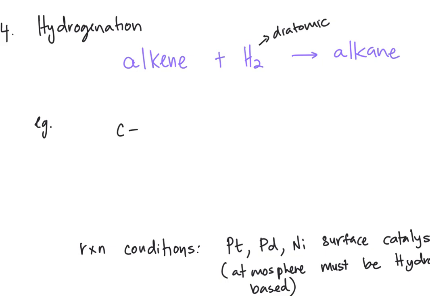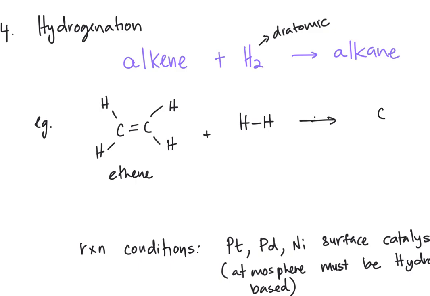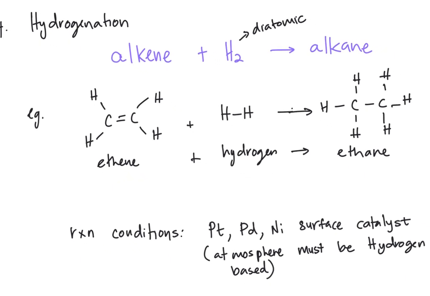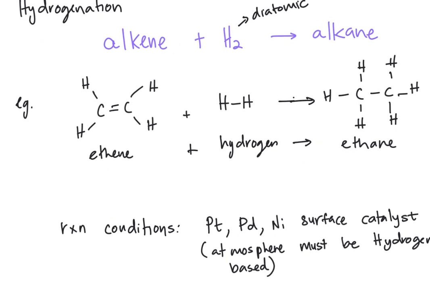So again, I can start off here with ethene plus hydrogen, and that's going to give me an alkane, because that double bond is going to break from ethene, and I'm going to end up with ethane. Now, the reaction conditions for hydrogenation is that there must be a surface catalyst.